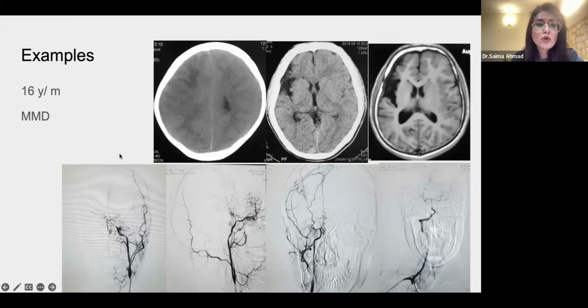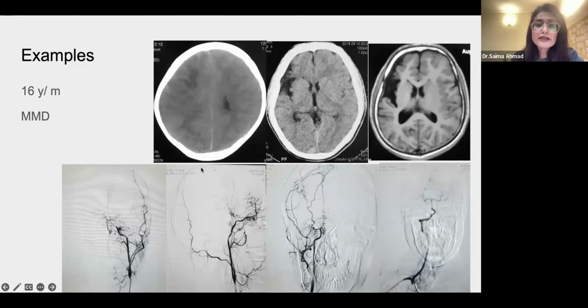This is a 16-year-old boy who presented with a childhood ischemia. You can see that this was the initial CT, and it was very old. The patient came to us for the first time when he was 16 years of age, and already he has an established infarct, and there is leukomalacia you can see here.